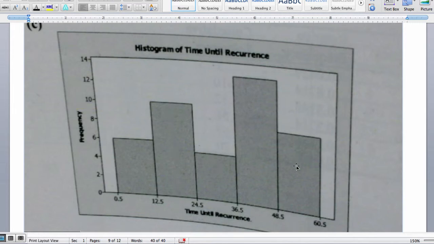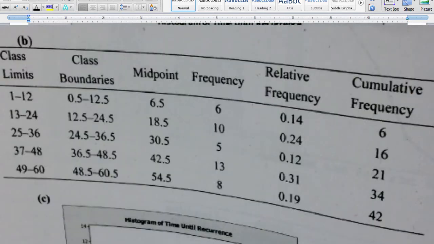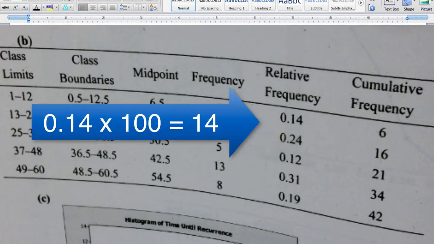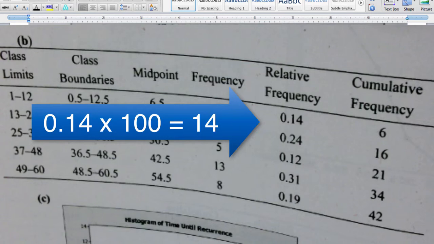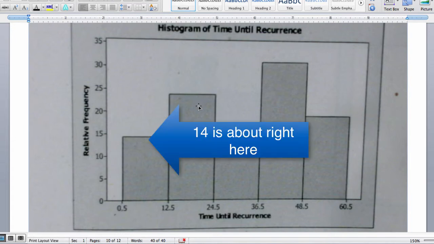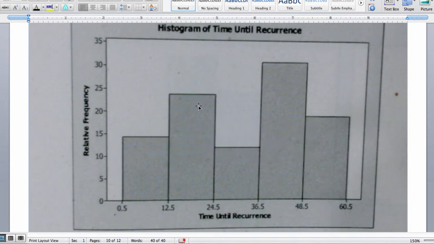And you do the same thing for each of these. And that's the histogram. Do you remember when we were doing the relative frequency and we came up with 0.14 and then 0.24 for the next class? Well, if you multiply that by 100, you'll get a whole number. So the first class from 0.5 to 12.5, the relative frequency was 0.14. Multiply that by 100 and you get 14. So the next one was 0.24, and when you multiply that by 100, you get 24.